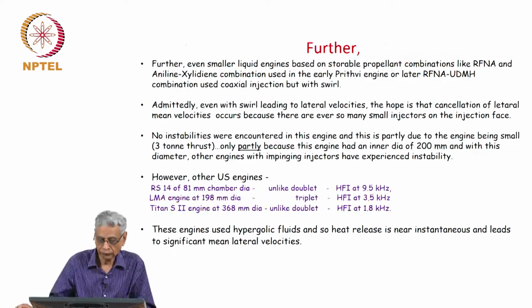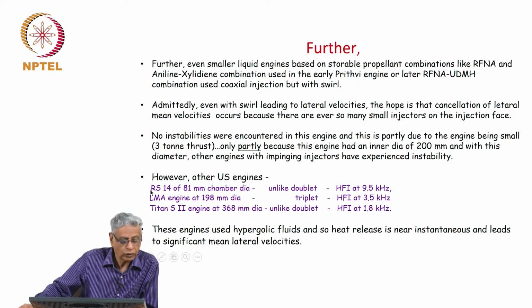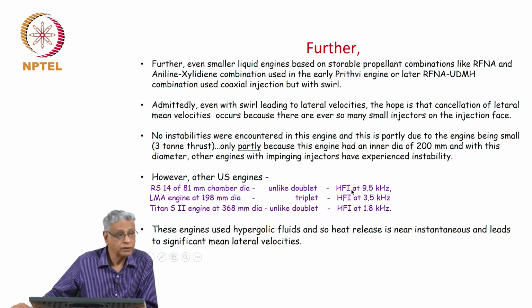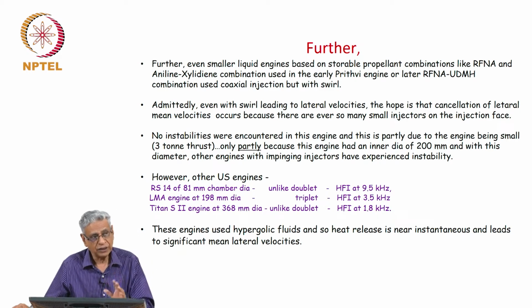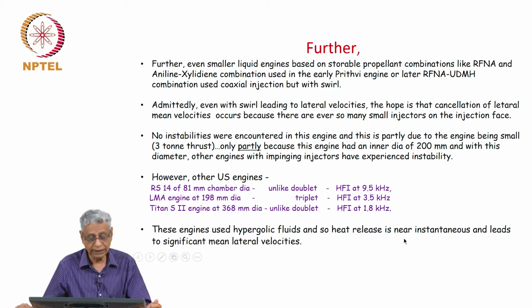That's the logic. There are other US engines. One is called RS-14, of 81 millimeter diameter. Unlike the doublet, it had a high frequency instability, 9.5 kilohertz, consistent with the diameter. The Lunar Module engine, 198 mm diameter, not very different from this, is a triplet, 3.5 kilohertz. The Titan S2 engine, unlike the doublet, has a larger diameter, 1.8 kilohertz. So, impinging jet injectors have always had the problem. Also, these engines use hypergolic fluids, and heat release is almost instantaneous and leads to significant mean lateral velocities, and therefore the coupling takes place.